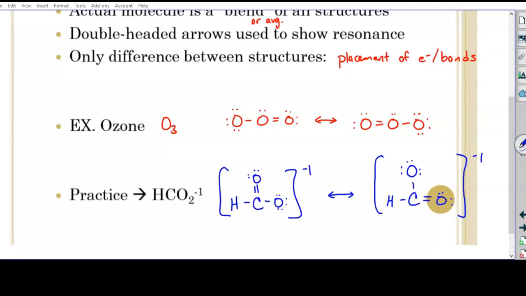Please check your answers. What I would like you to notice is the only thing that changed was the location of the double bond. It was here, and it moved here. All right, let's move on. One more slide before we take a break.